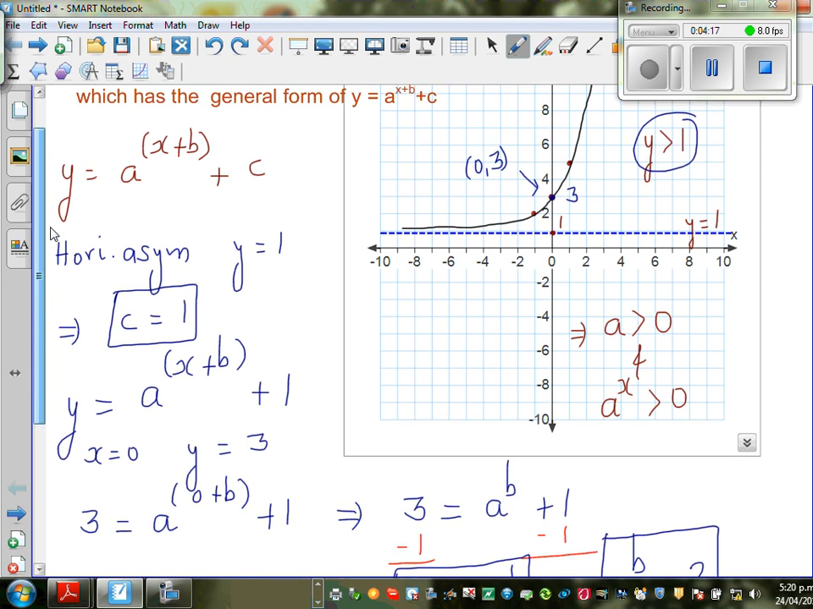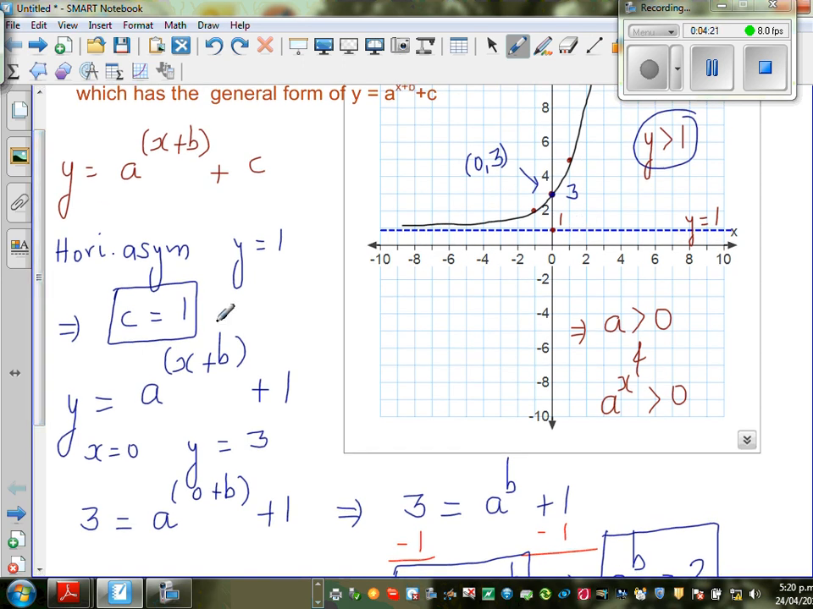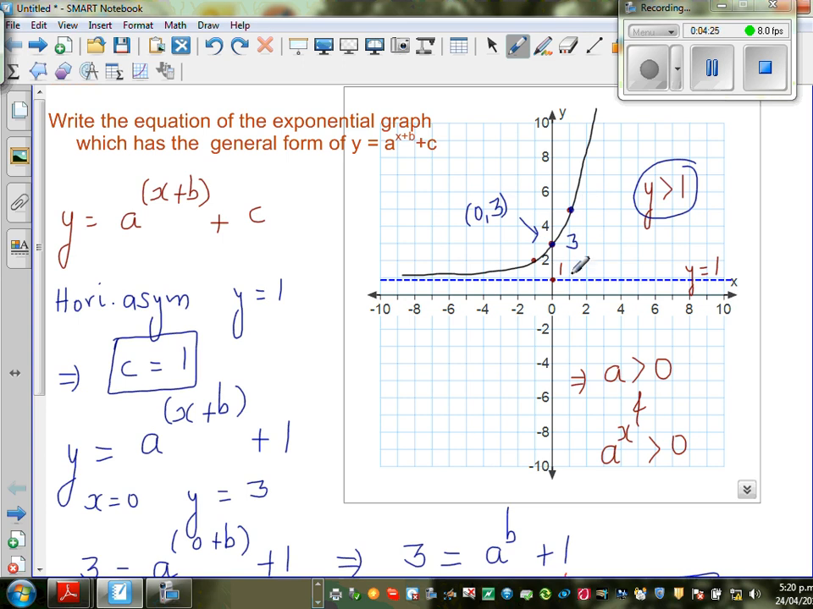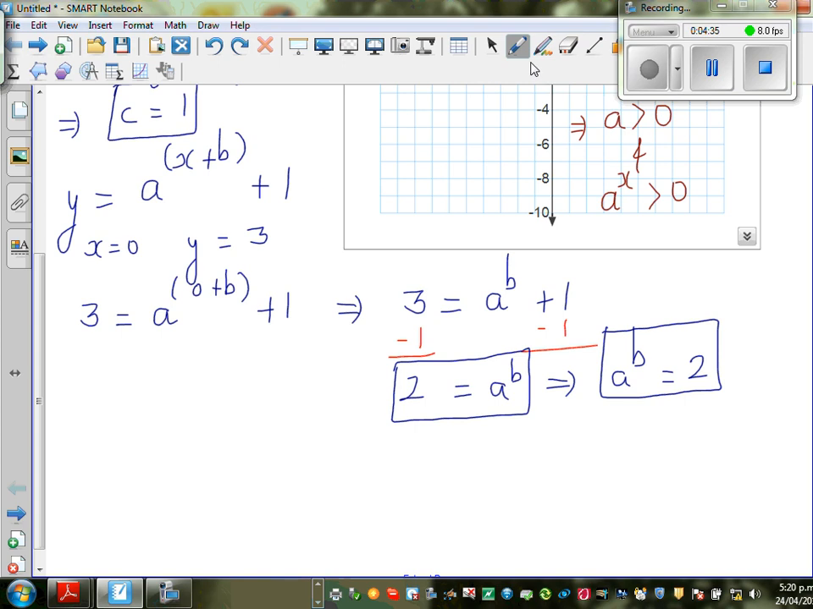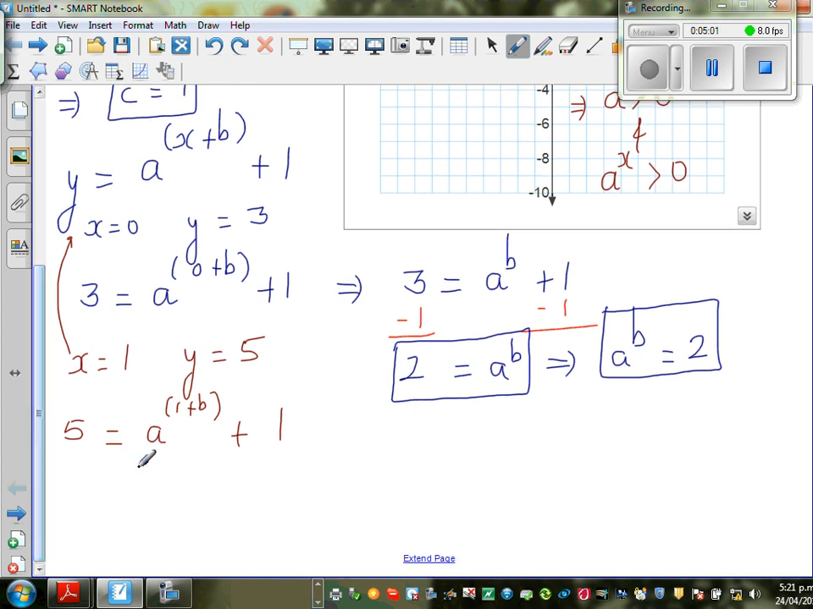Let me take one more point. When x is 1, this point is (1, 5). Can you see, when x is 1, y is 5. So let us put this again in this equation. So 5 is equal to a to the power 1 plus b plus 1. I hope you can understand taking away 1 from both sides: 4 is equal to a to the power 1 plus b.